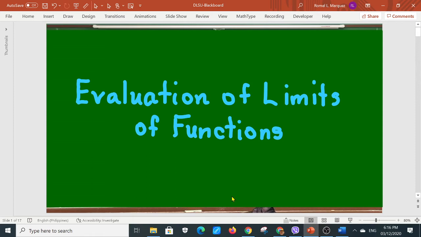In today's discussion, we're going to continue what we had last time. So, we will have more on evaluation of limits of functions algebraically. That is, we're going to apply the theorems that I discussed with you and some other principles or theorems that will be needed in the discussion.